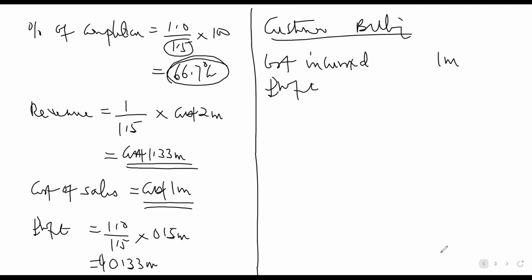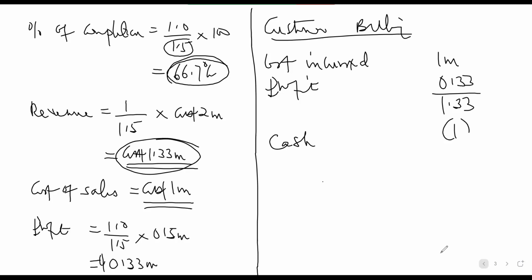So the profit is 0.33. The billing will always be the revenue. This is the amount that we have to receive from the customer. But how much was received from the question? 1 million. So amounts received, or you can say cash, is 1 million.